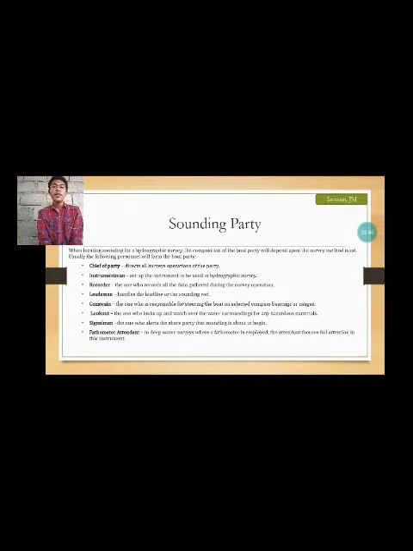Okay, so last, the photometer attendant. In deep water surveys where a photometer is employed, the attendant focuses full attention on this instrument. So he focuses only on the photometer.